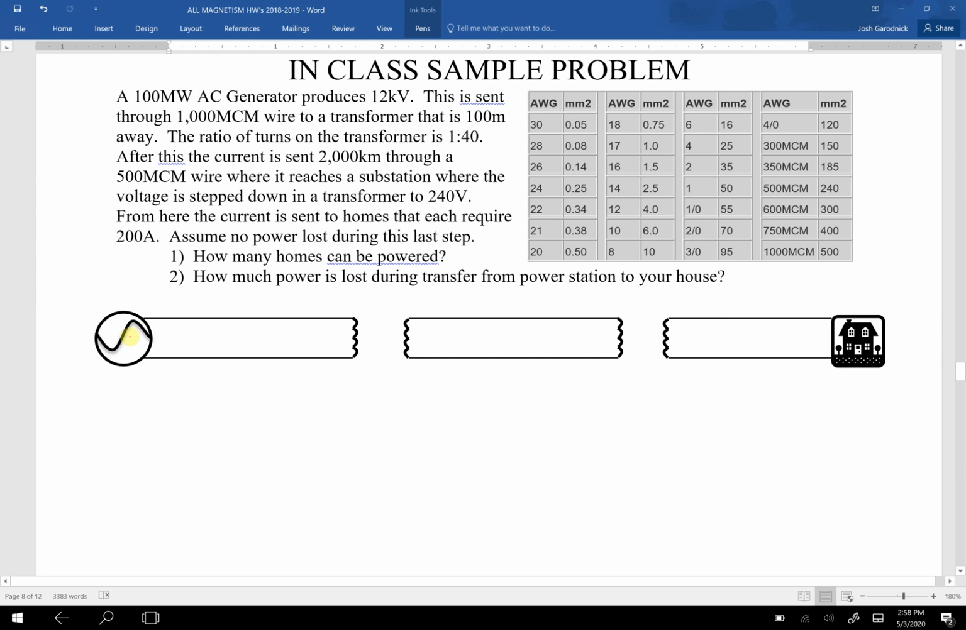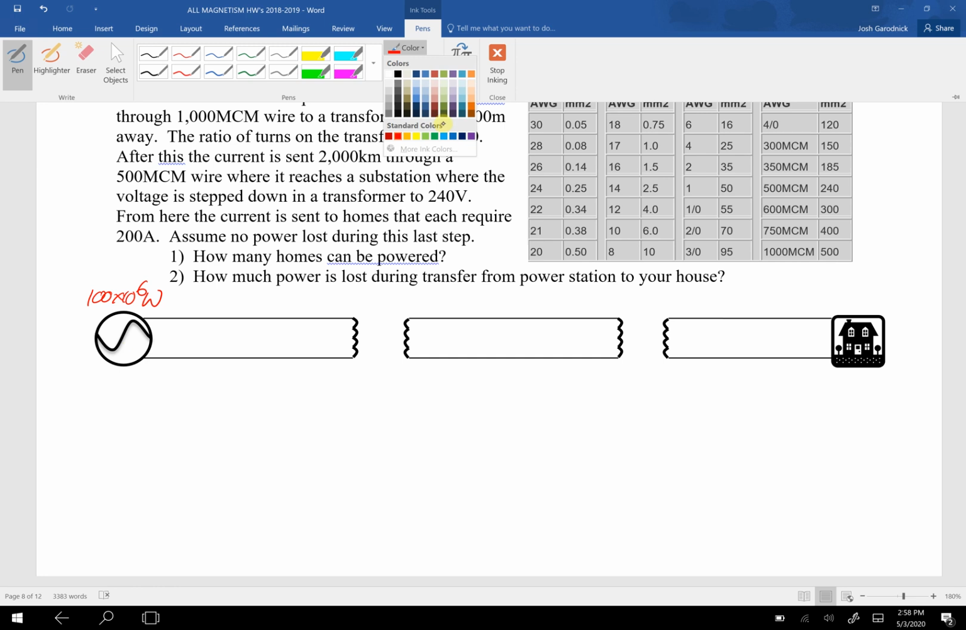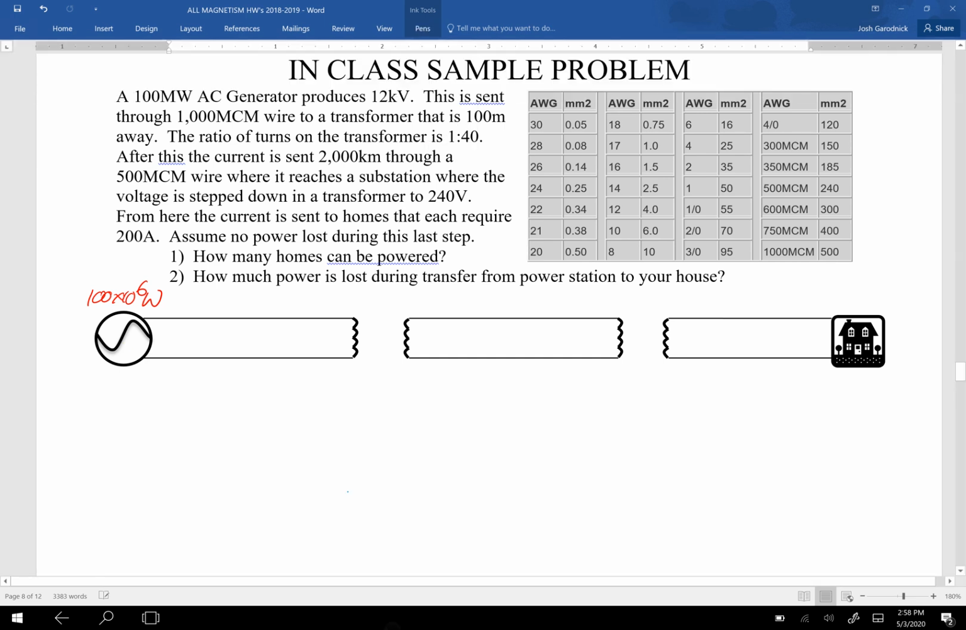So my generator is this weird symbol on the left of our picture. I'm going to write 100 times 10 to the 6th watts, because that's what it's producing. And it's producing 12,000 volts, or 12 times 10 to the 3 volts. Terrific. This is sent through a certain type of wire to a transformer that's 100 meters away.